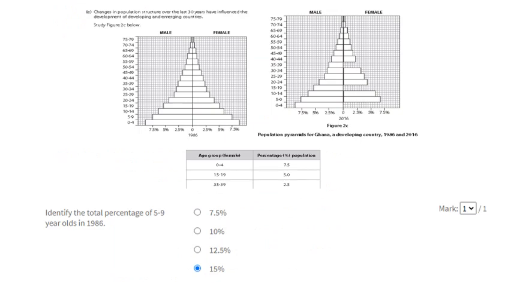Now we have another question that's based on a resource. So it says changes in population structure over the last 30 years have influenced the development of developing and emerging countries. Study figure 2C below. Now, the moment that you see this, you'll notice there are some bits missing from here. Now, this is probably because you will need to add in some information. Now, in the actual exam that this was taken from, you would have got 2 marks for putting this information correctly into the graph. But obviously, we can't do that on Firefly.